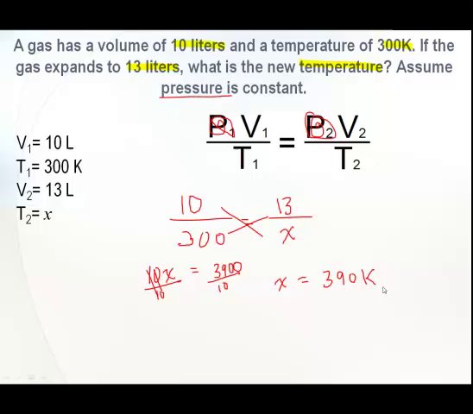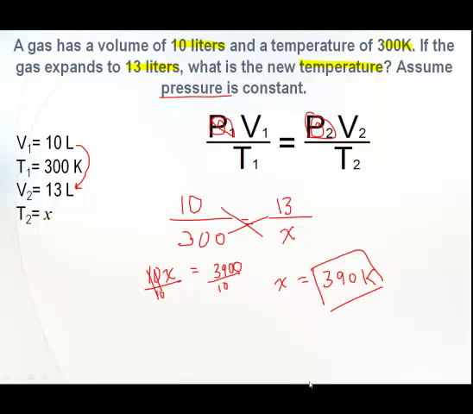Kelvin. So we can check ourselves to make sure that this makes sense. In this case, we have the temperature going up. So that means that my volume should have gone up. And when I look, my volume did in fact go up from 10 liters to 13 liters. So I would expect my T2 to be greater than 300 Kelvin. In this case, it's 390.